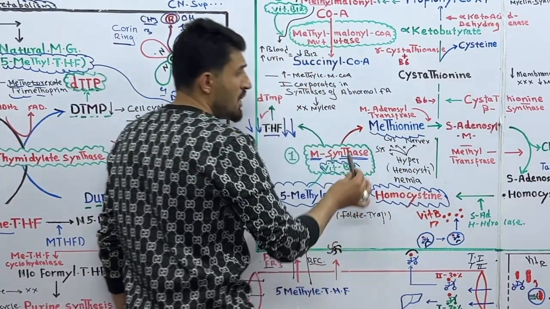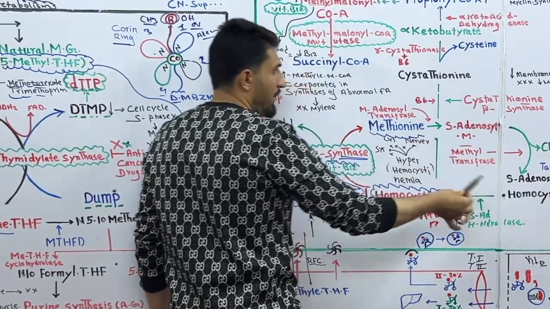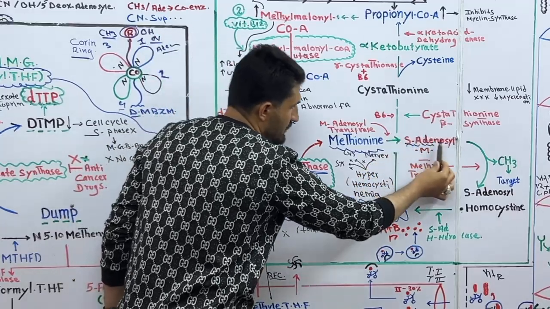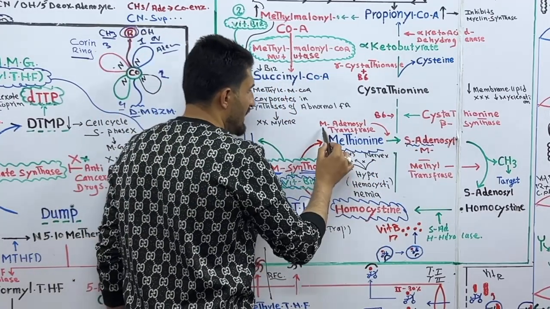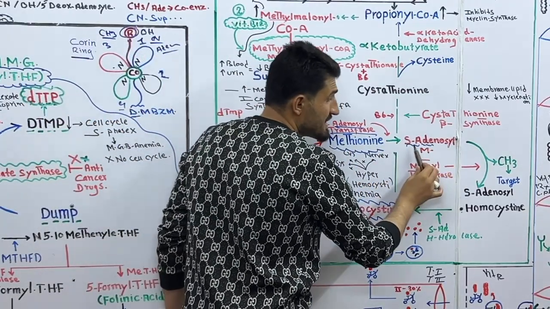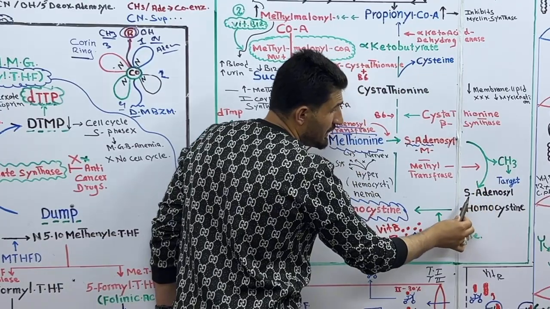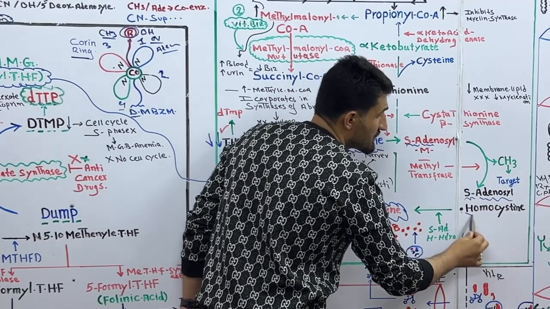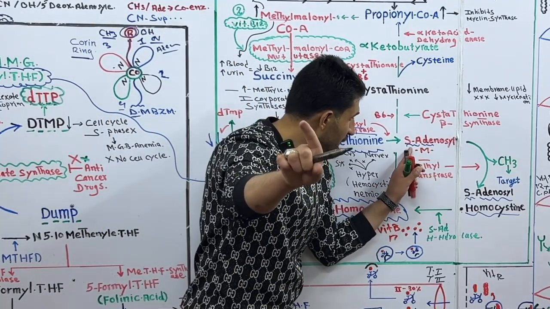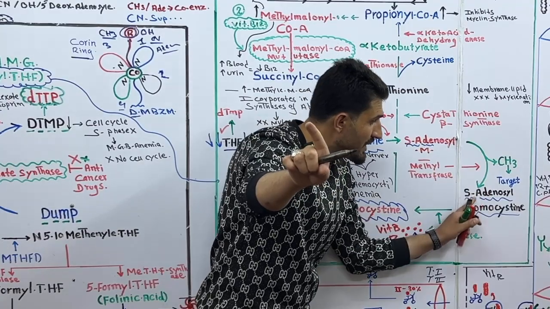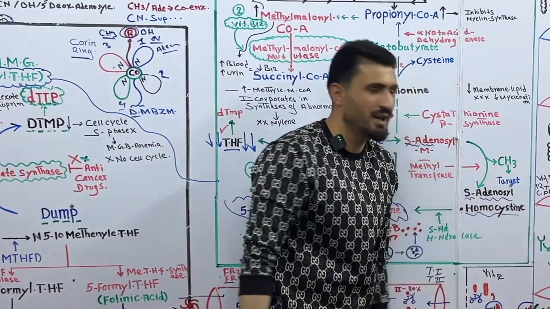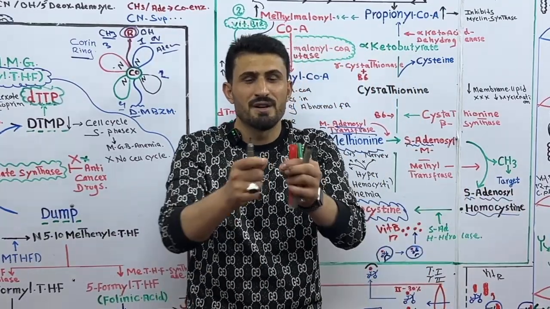Why? Because in a target cell we convert methionine to another product which is called S-adenosyl methionine. The enzyme is called methionine adenosyl transferase. It's very important. We convert S-adenosyl methionine to another product which is called S-adenosyl homocysteine. And when we convert S-adenosyl methionine to S-adenosyl homocysteine, we release a methyl group, which is CH3. And this methyl group is a universal donor.